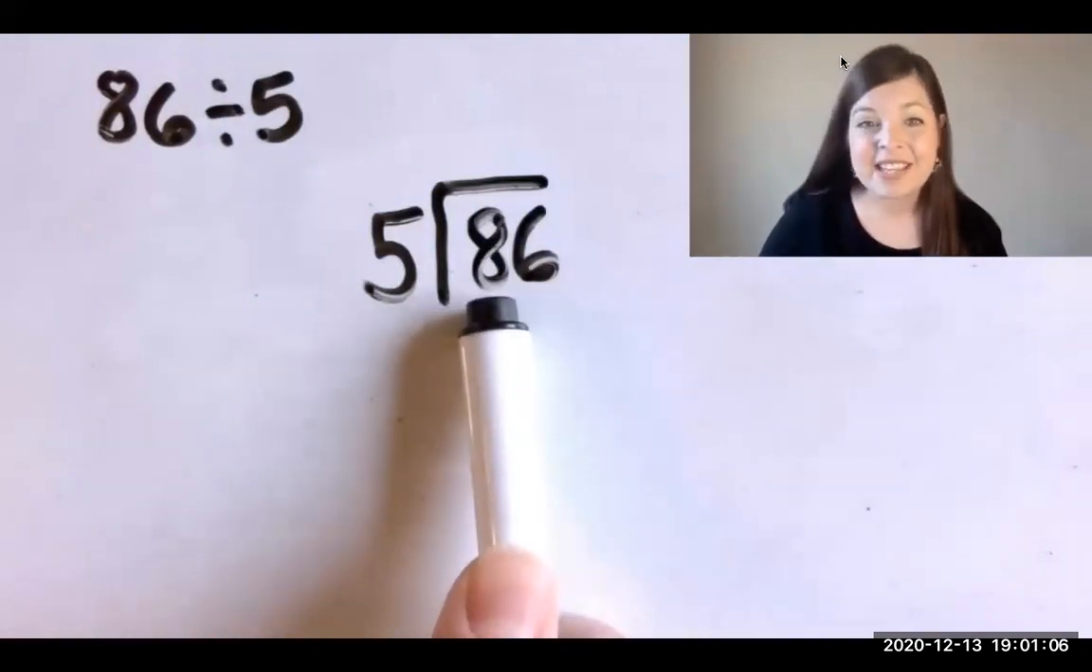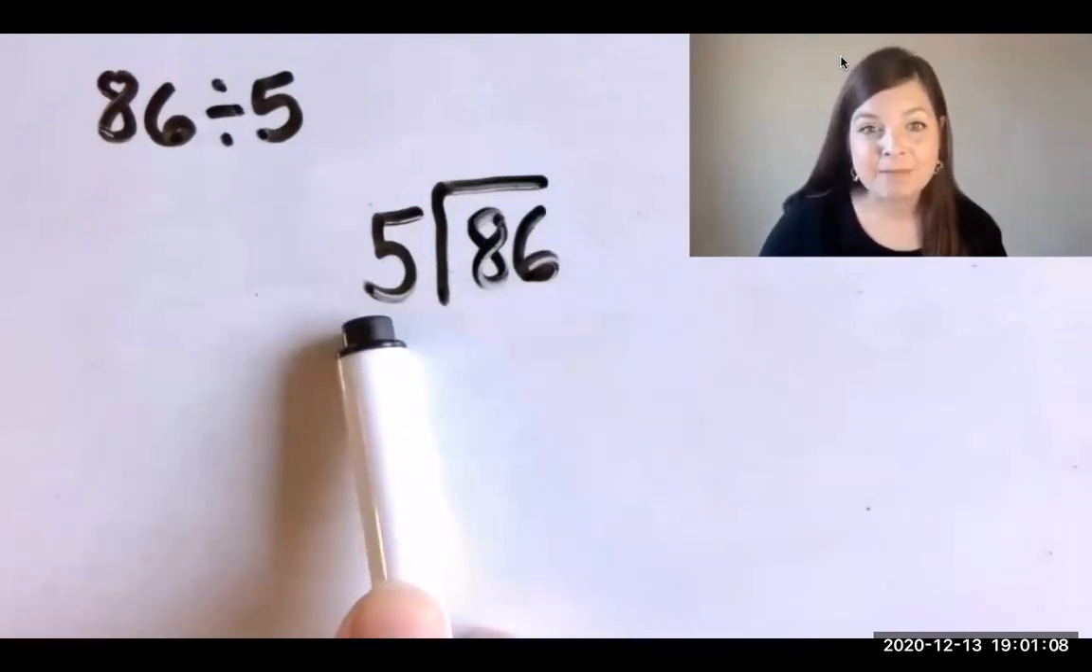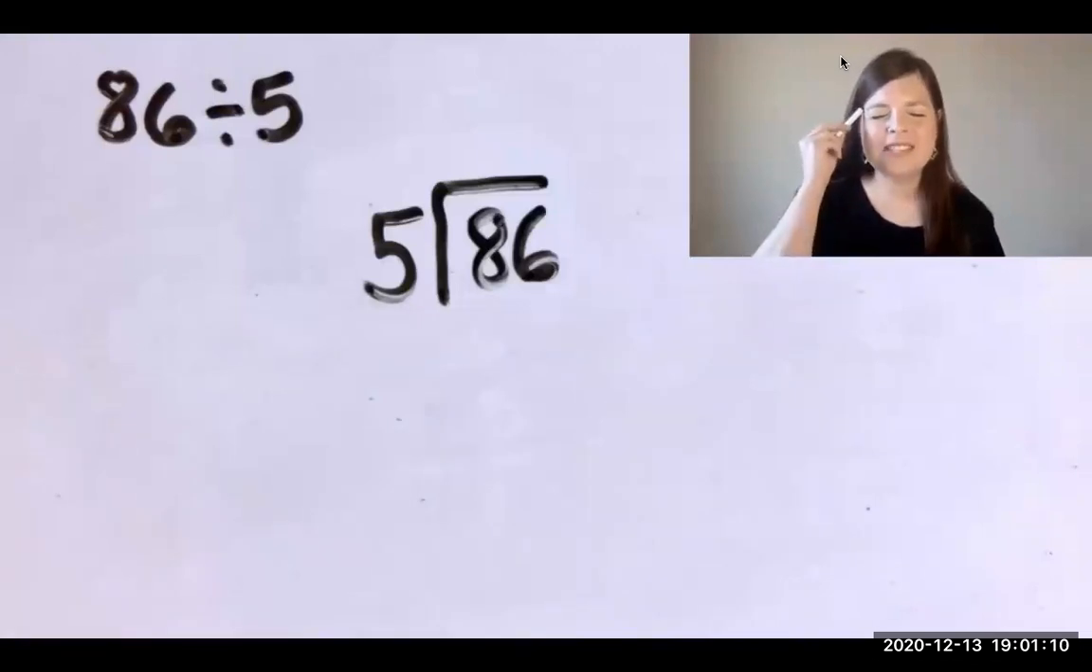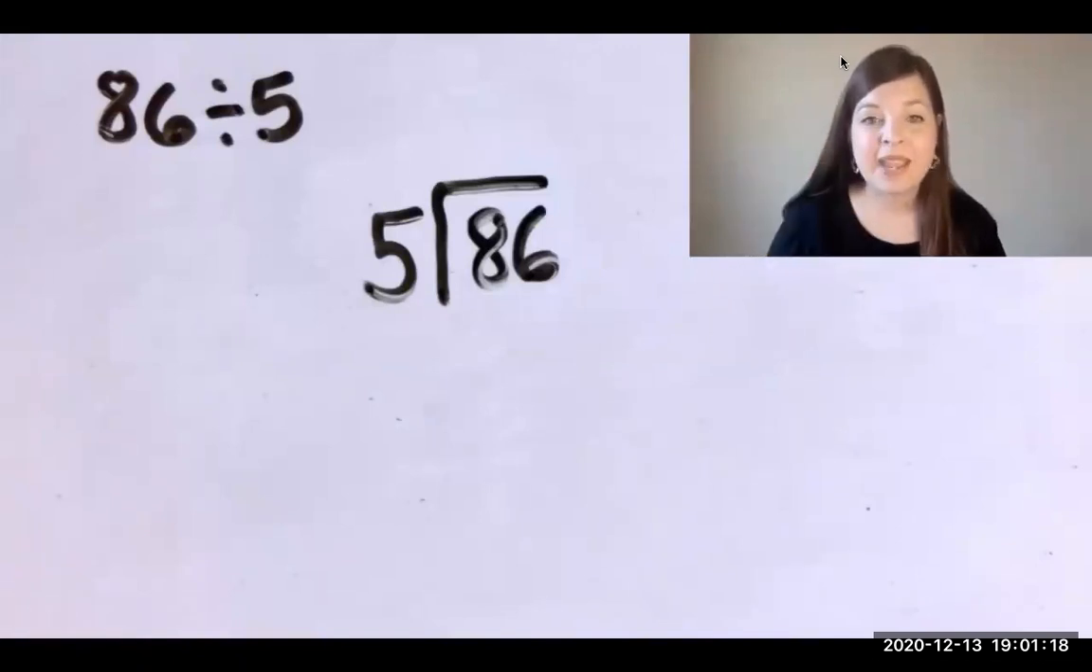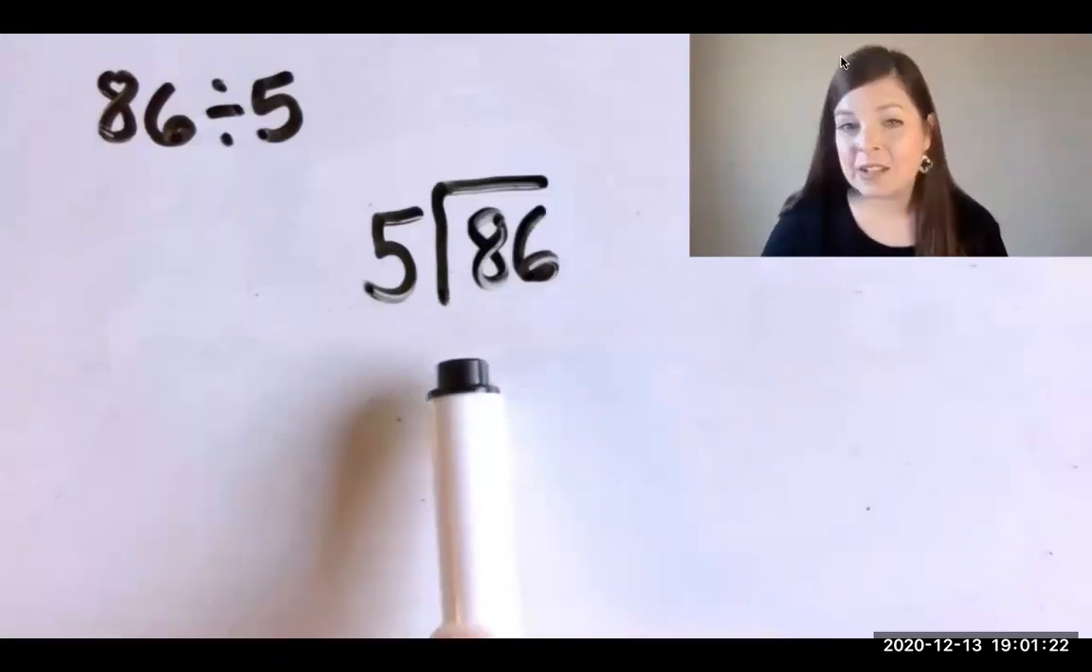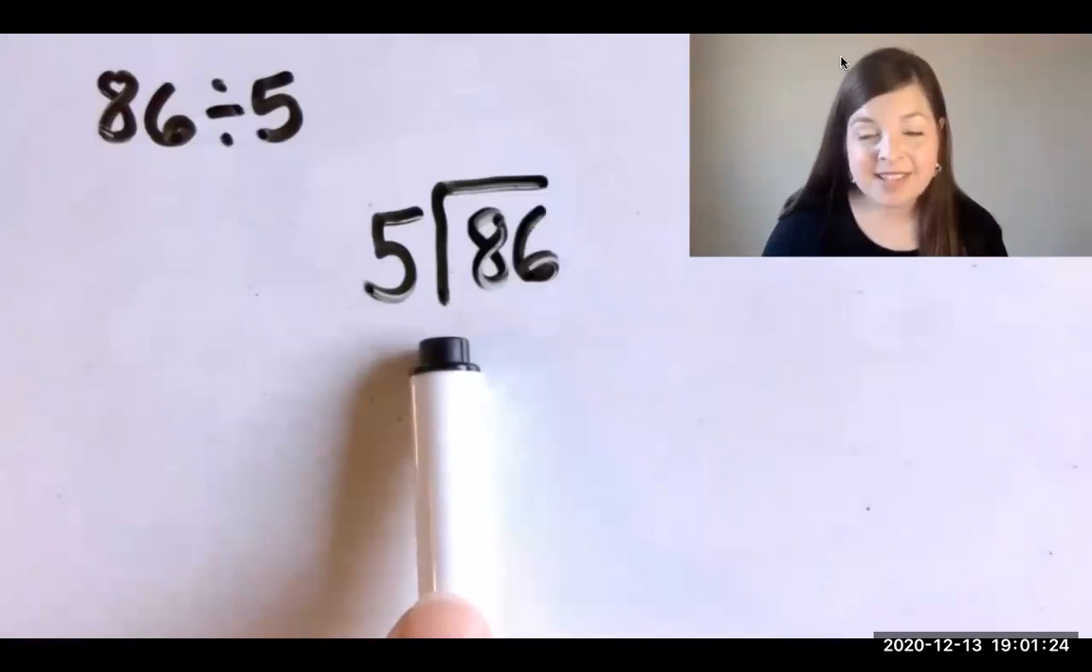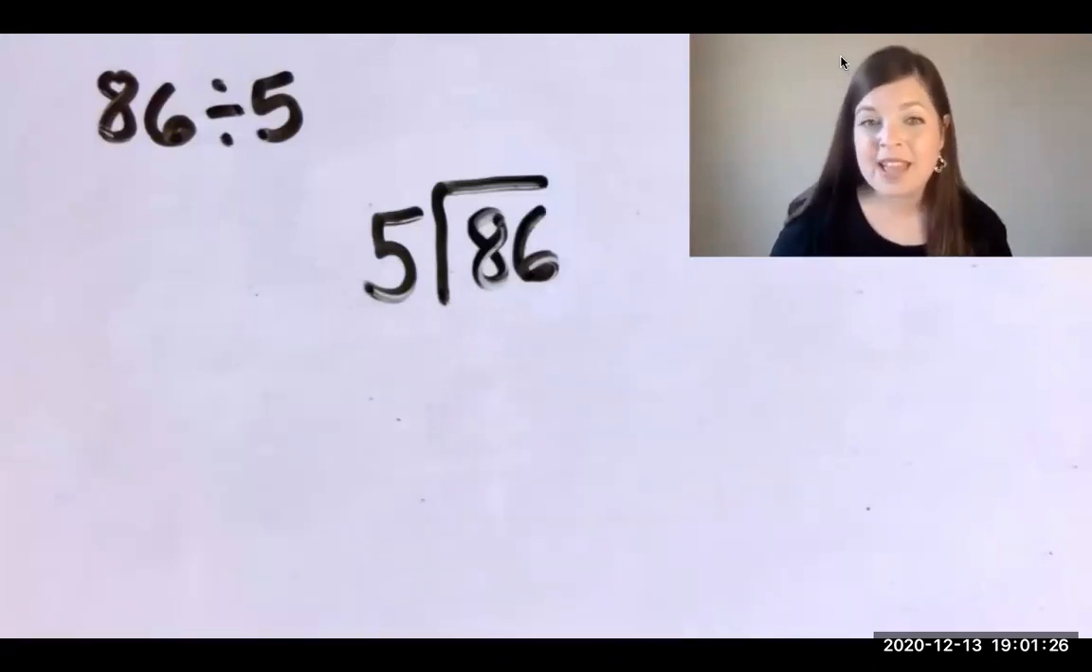8 tens divided equally by 5 groups. I can picture those discs in my mind, and I know that we can put 1 ten in each group, and there would be 3 tens remaining. Pause the video now, and in the long division, show the tens that are distributed in the groups and the remaining tens, and then come back and we'll check.